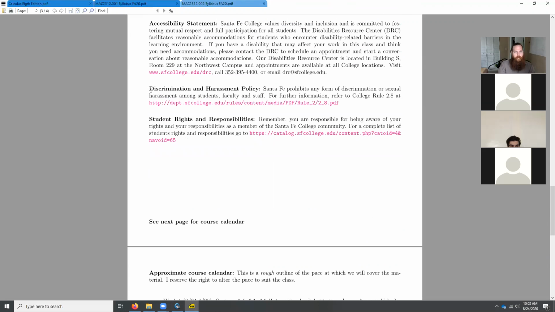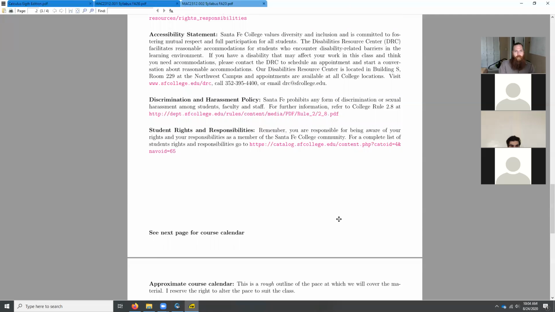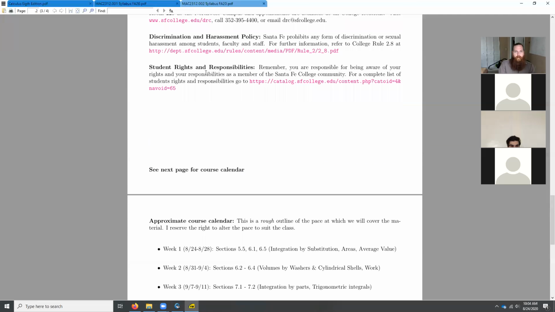Discrimination and harassment, this should go without saying, but don't be a jerk. Just be good. Be kind to me, be kind to your fellow students, be kind to faculty and staff in general. Everybody should just be good to each other. The rules are here and you should know them.